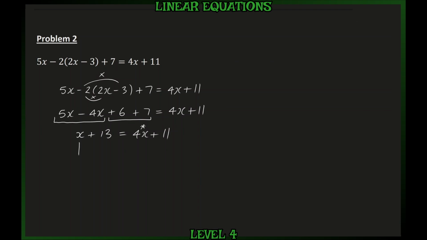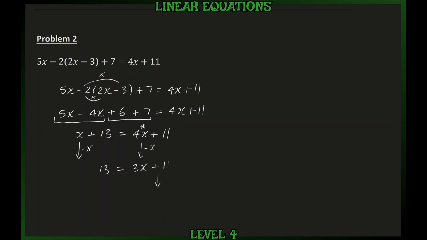So this means we need to remove this x on the left, and we can do this by subtracting x from the left and also subtracting x from the right. So on the left, x minus x is 0, so we're just left with 13, and on the right 4x minus x is 3x, and we still have a plus 11. We now need to remove the plus 11 from the right.